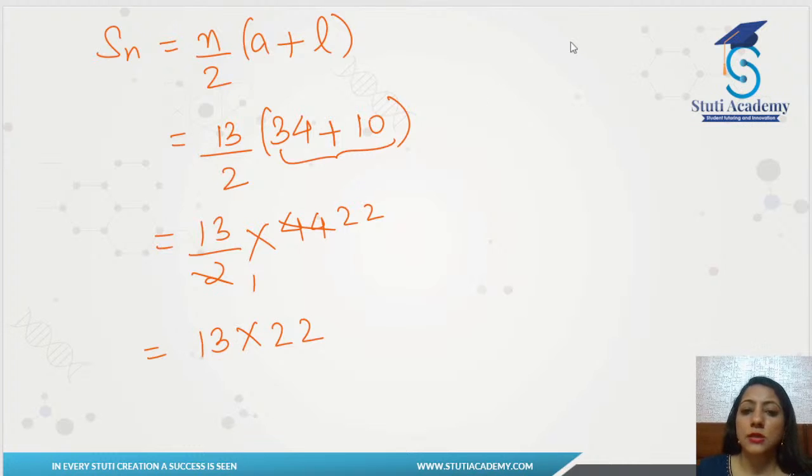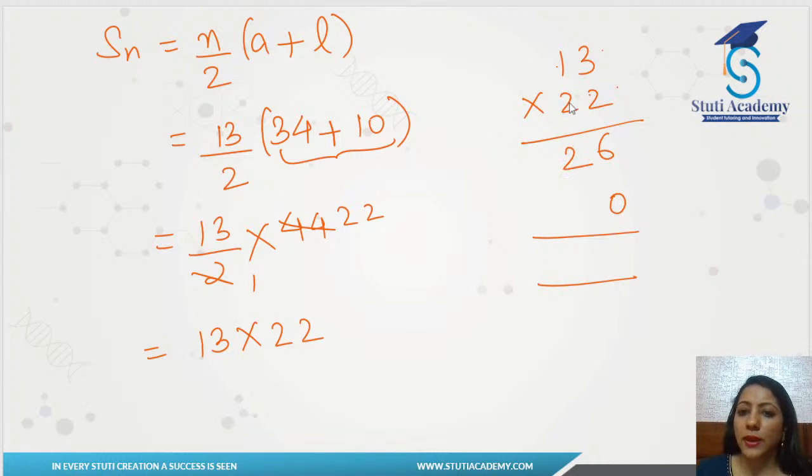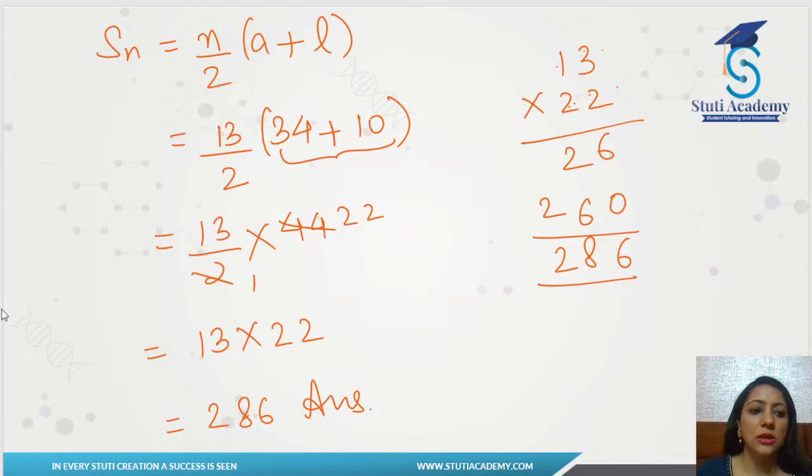13 into 22. So now we'll have to solve this. 13 into 22. Let us see how much we get. 2 3s are 6, 2 1s are 2. Then we can write 0 here. 2 3s are 6 again, 2 1s are 2. So we'll get 6 here, 8 and 2. So that is 286. So finally the answer here is 286.